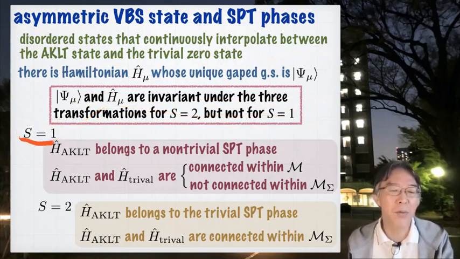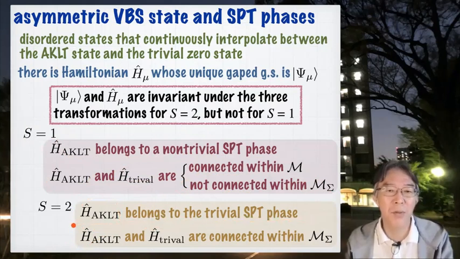So recall that when s equal 1, h AKLT belongs to a non-trivial SPT phase. And this means that the AKLT Hamiltonian and the trivial Hamiltonian are connected within the large space, but not connected within the space of Hamiltonians with symmetry. So in our case, we show that these two are connected, but within this large space of models without any symmetry restriction. But for s equal 2, we know that the AKLT model belongs to the trivial SPT phase.